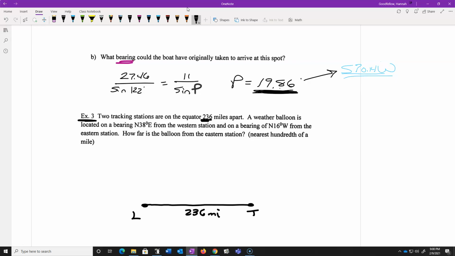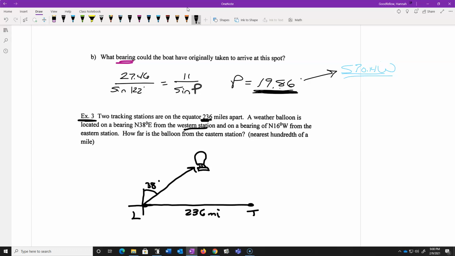A weather balloon located at a bearing of this from the western station. Okay, so this is the western station. So there's a balloon that he sees at a 38 degrees to the east. So he's like, hey, I'm going to look over here. This is a 38-degree angle from the north to the east. And he sees the balloon. I'll try and draw a balloon. Balloon. And it's got a little basket.